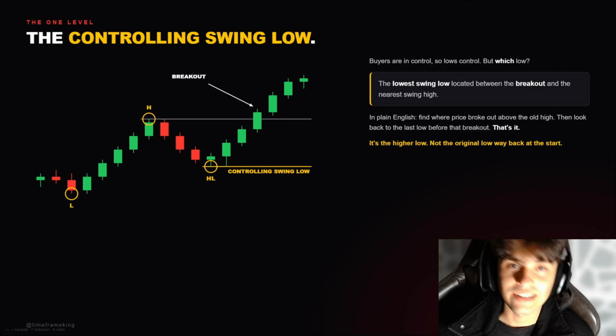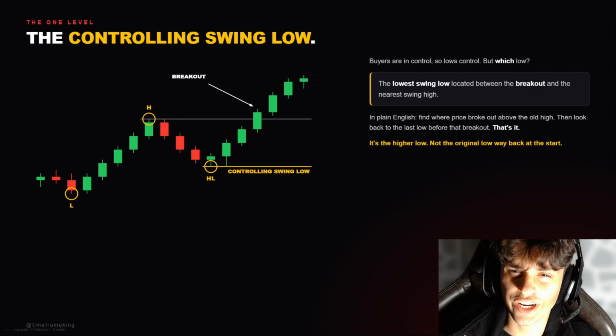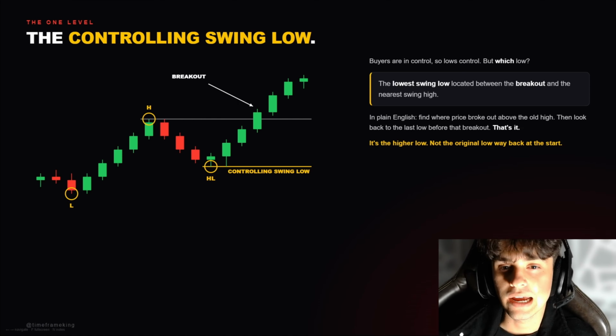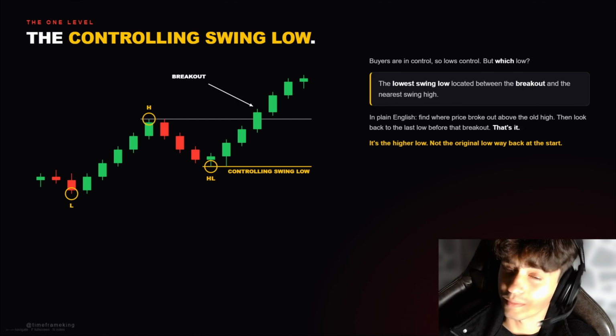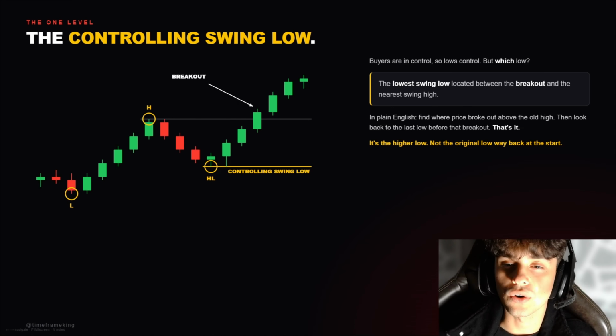Swing low, what is that? Here we have it, the controlling swing low. The official version is it's the lowest swing low sitting between the breakout and the nearest swing high, which probably means nothing the first time you hear it. So let me define it in smaller words. Find where price broke out above the old high, then look back at the last low before that breakout, and that's your level. You see the example here in an uptrend, and it's the higher low, correct?